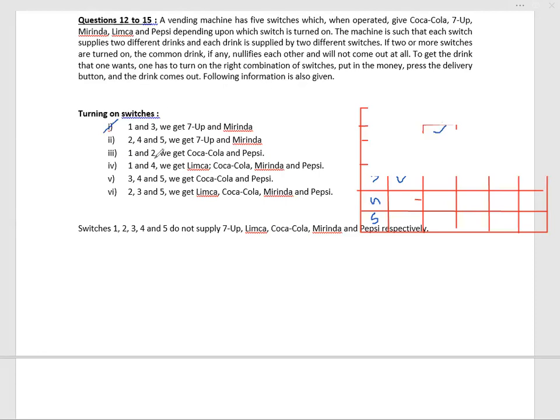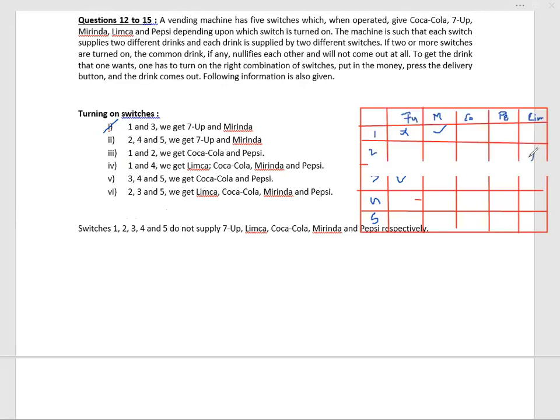Now 2, 4, 5 gives 7 Up, Mirinda. 3, 4, 5 we get Coca-Cola and Pepsi. Acha, 1 is not supplying 7 Up. 2 is not supplying Limca. 3 is not supplying Coke. 4 is not supplying Mirinda. And 5 is not supplying Pepsi.